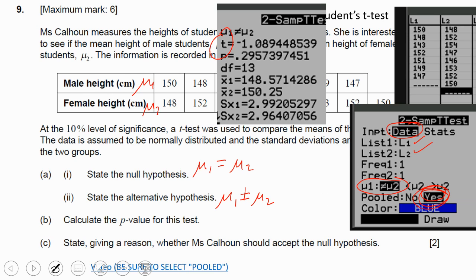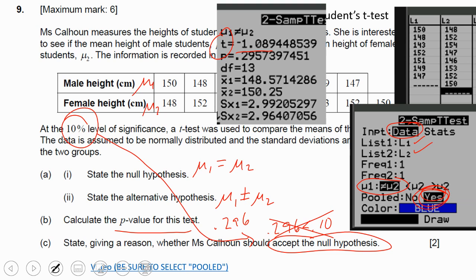And we're looking at 2 values. One is the t. They didn't ask for it. They said find the p-value. So, 0.296. State a reason why they should accept. So we got to look and find the significance level. If 0.296 is less than 0.1, we reject. So it is not true. So we would accept the null hypothesis.